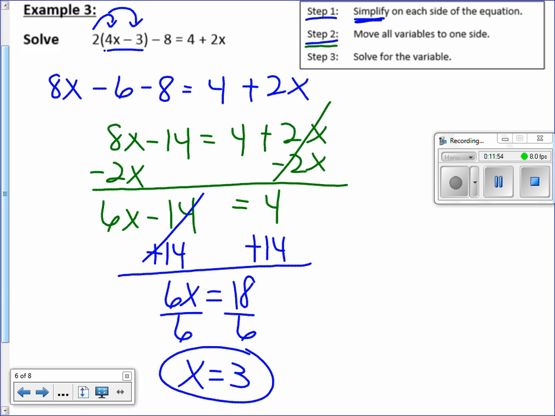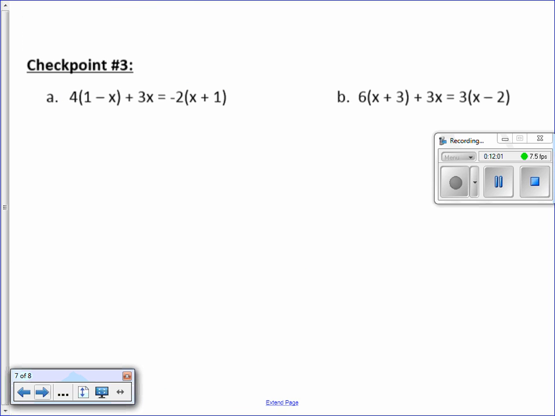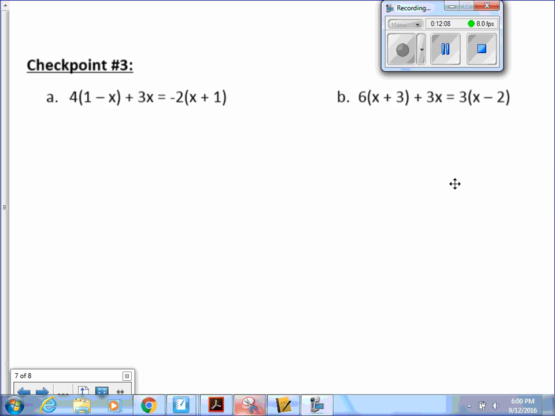Now you had 2 checkpoints after example 3, and they look like this. So we may go ahead and look at both of them.